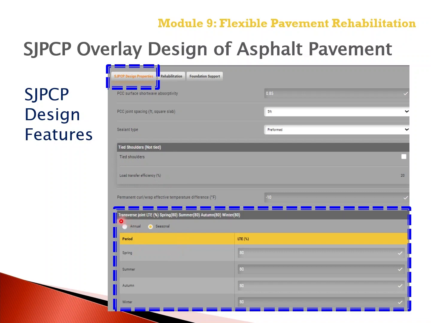And then the other difference, or the main difference, besides the short joint spacing, is the transverse joint load transfer efficiency. This can be an annual value, which is the typical one used, or the load transfer efficiency can be a seasonal value. And that load transfer efficiency is entered for each of the seasons, or the overall average annual value is entered on an annual basis. And this is for the short jointed plain concrete pavement overlays of asphalt pavements.